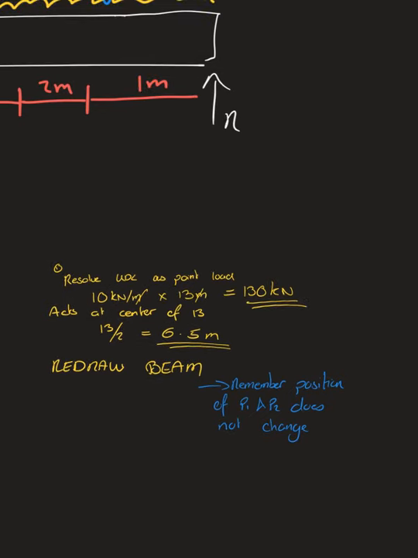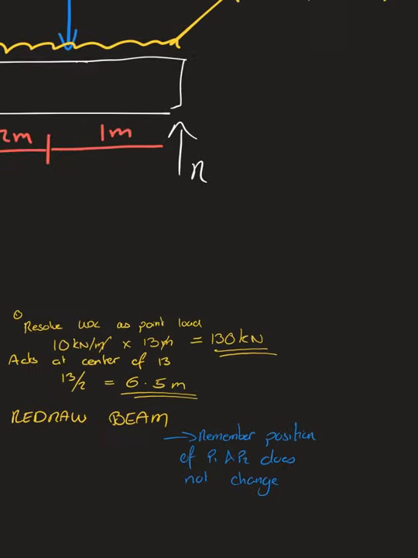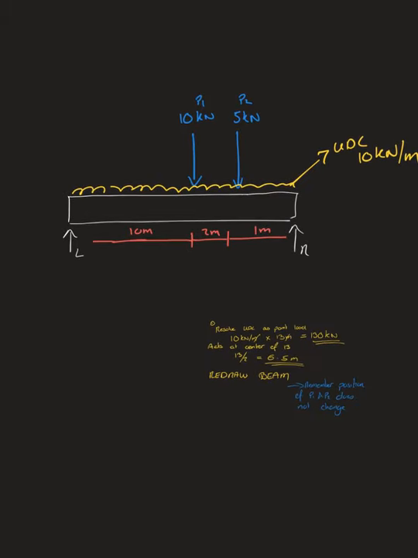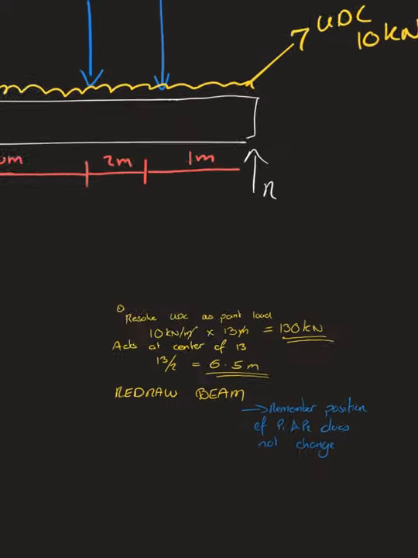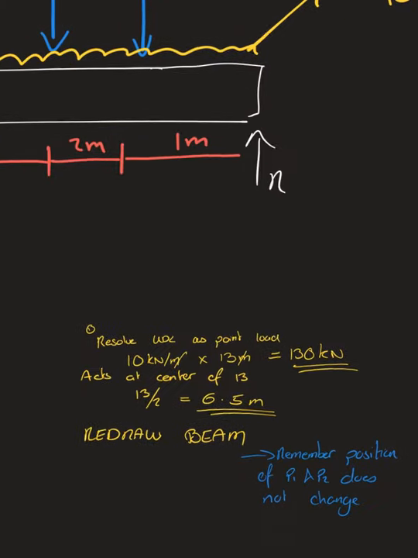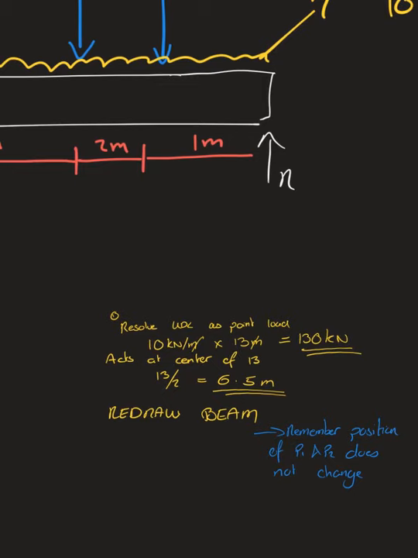So we multiply our 10 kilonewtons per meter by our 13 meters, and it tells us we have a force of 130 kilonewtons acting somewhere on this beam. Where does it act? Well, remember what UDLs, uniformly distributed loads, are: they act at the center. So in this example, it acts across the entire length of the beam, which makes our life a bit easier because it acts the same value left and right. And if it acts at the center, 13 over 2 is 6.5 meters. So now we know we can replace that UDL with a point load of 130 kilonewtons, and it acts 6.5 meters along the beam.